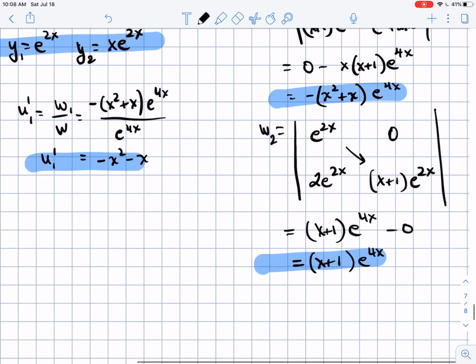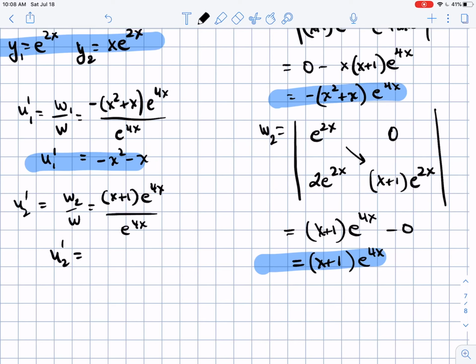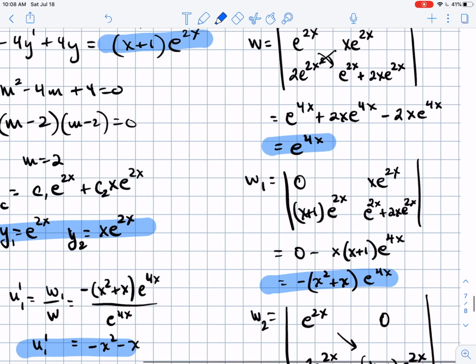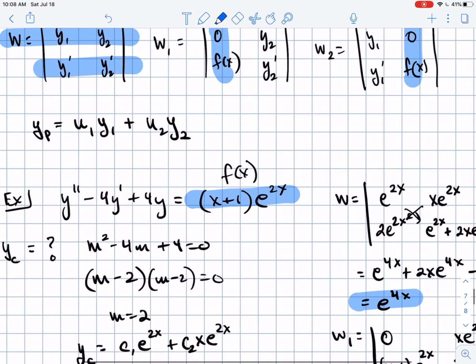We're going to need that in a bit. And then the last one, u sub 2 prime, is going to be w sub 2 over w, which we get x plus 1 e to the 4x over e to the 4x. So I just wind up with x plus 1. Now, these are derivatives, but if we go back up, I just want to have u sub 1 and u sub 2.